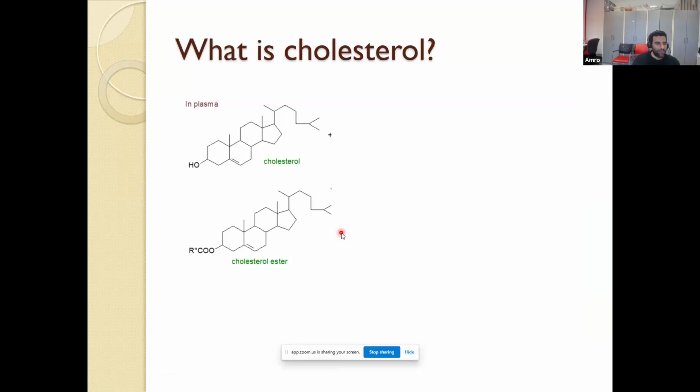Let's start with this, because people get confused: cholesterol, triglyceride, free fatty acid. They use them interchangeably, and they use them, I have to say, incorrectly, as I did when I first started out. So it's really important to understand what we're actually talking about when we're talking about cholesterol.